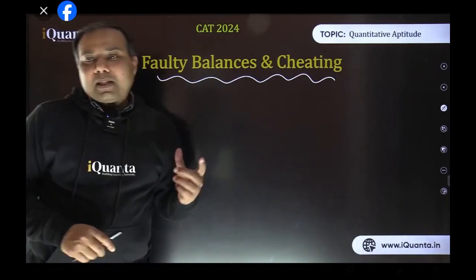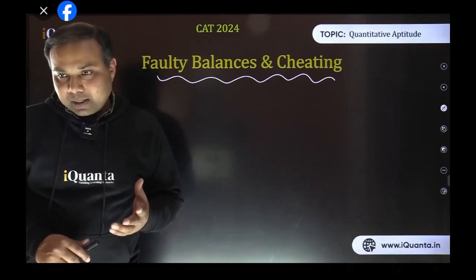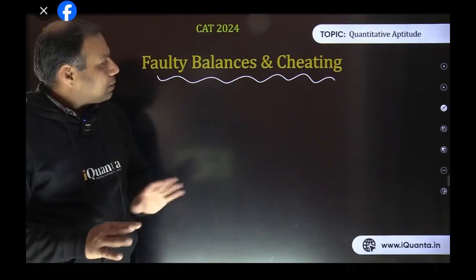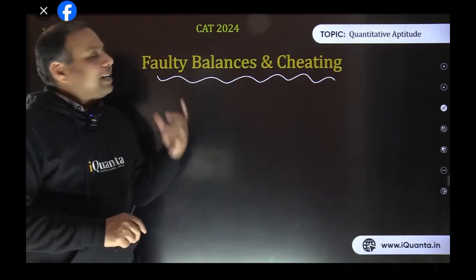Okay, so faulty balance and cheating. So in this case, the idea is to get more profit, right? To get the more profit. Our topic dishonest, but we are not going to cheat you. We're honestly going to work with this. How we can solve this part. So the idea here is to get more profit.